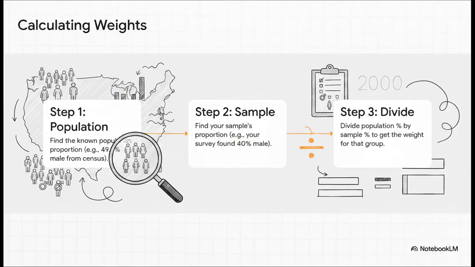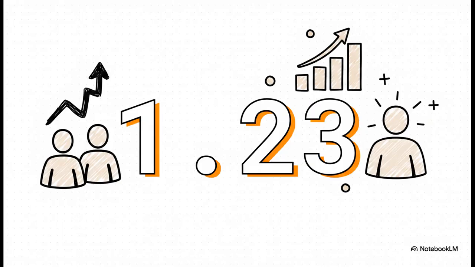Let's say we know from census data that the U.S. population is 49.2% male. But in our survey, we only managed to get 40% men. All we do is divide the real number, 49.2, by our sample number, 40. And you do that little bit of math, and you get a weight of 1.23 for males. Because that number is bigger than 1, it tells us we're weighting up every man who responded. We're giving his answers a bit more power to compensate for the men who are missing from our sample.